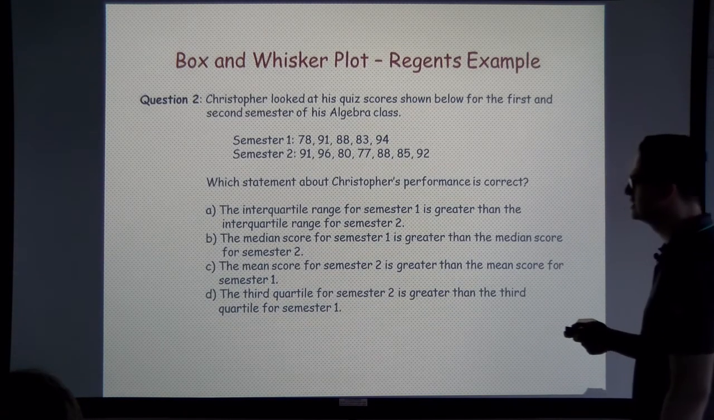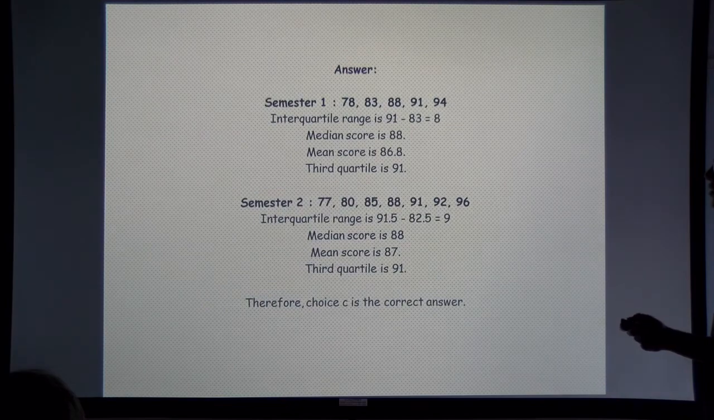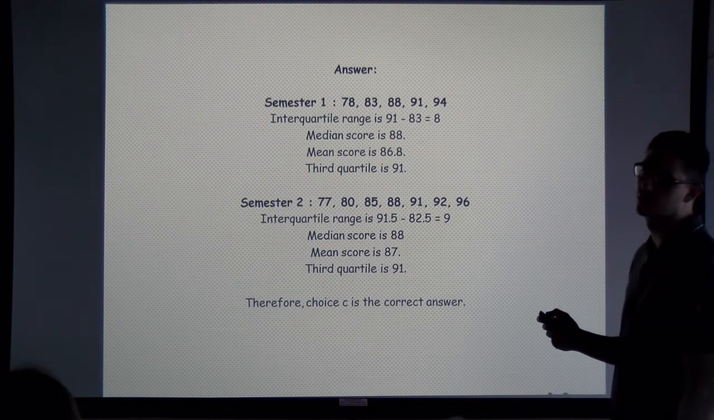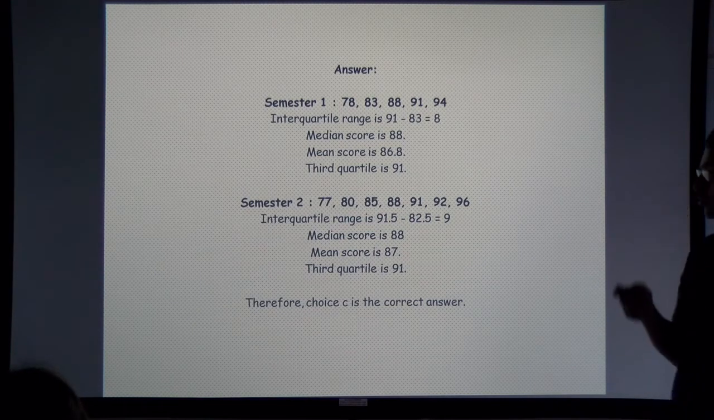So, choice C says the mean score of semester 2 is greater than the mean score for semester 1. So the mean score for semester 2, 87, is greater than his mean score for semester 1. So we're looking to find the mean, the median, and his third quartile and his interquartile range for this sort of problem.